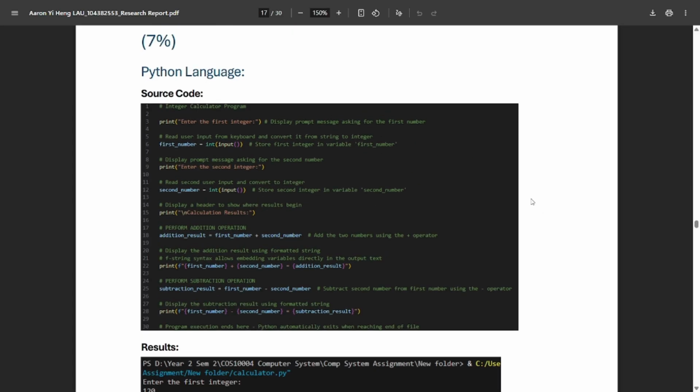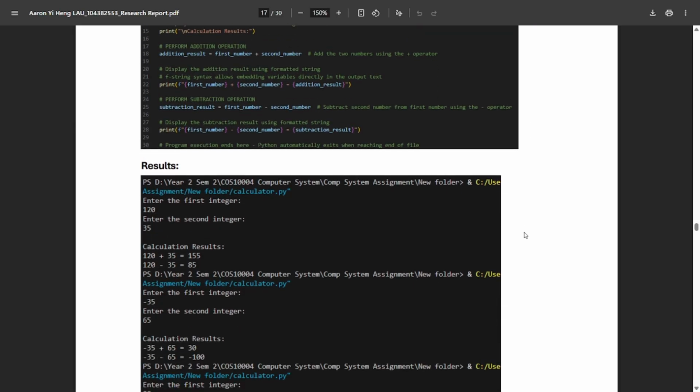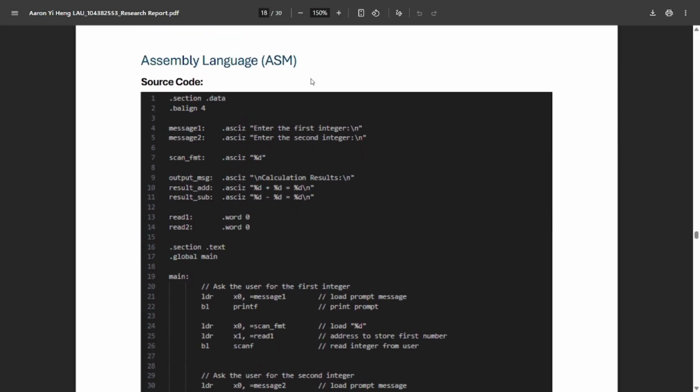Overall, Python represents a modern trend in programming, prioritizing ease of use, fast development, and readability. It is ideal for prototyping, education, automation, scripting, and general application development. The trade-off is that Python cannot match the raw speed or hardware-level control offered by assembly, which becomes more obvious once we compare the two implementations. Next, I will move to the assembly implementation.